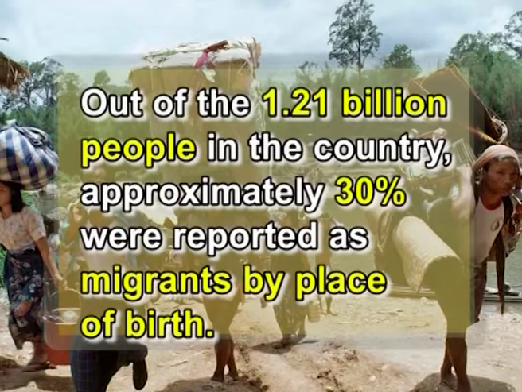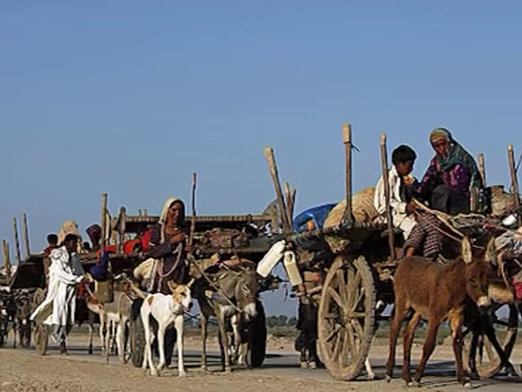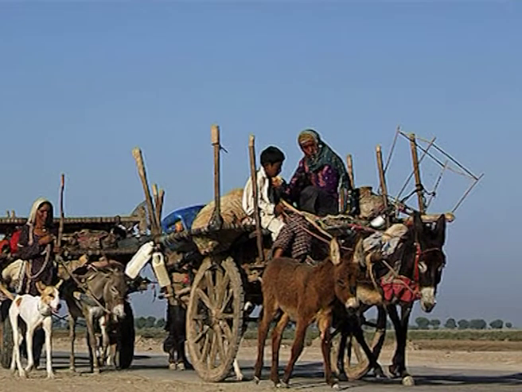Out of the 1.21 billion people in the country, approximately 30% were reported as migrants by place of birth. Migrants by place of birth are those who are enumerated at a village or town at the time of census other than their place of birth.